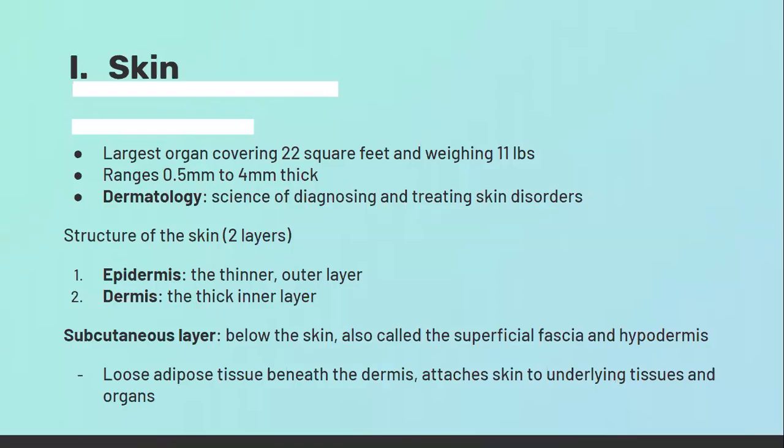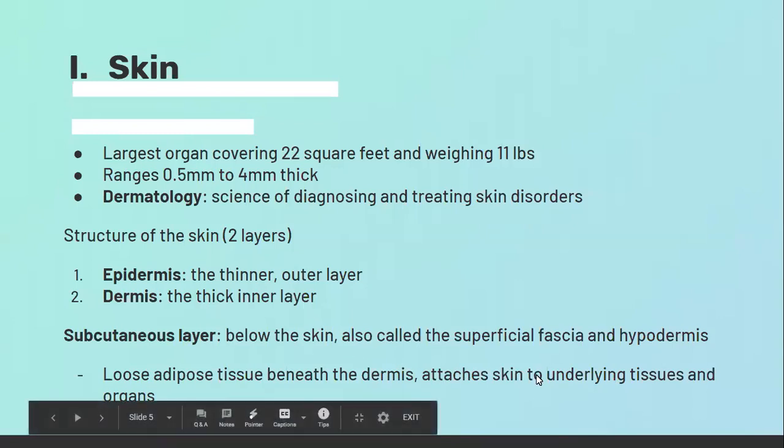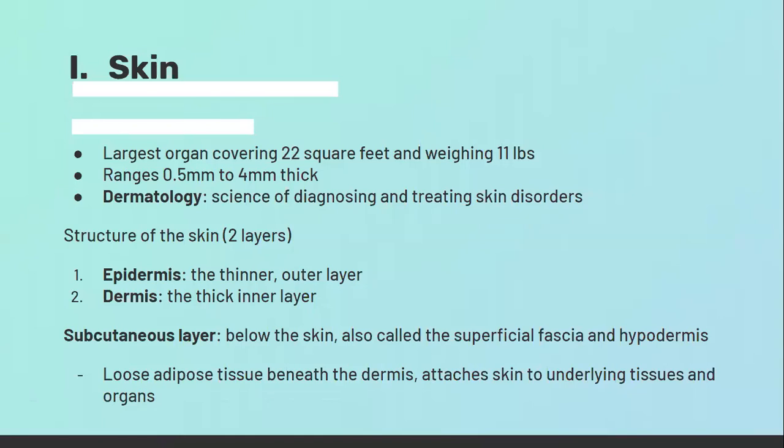Fat. So it's loose fat tissue below your dermis, which is the thick inner layer. And it attaches your skin to the underlying tissues and organs. So like all the blood tissue and all the muscle tissue, the subcutaneous layer attaches your skin to the muscles, and it's kind of the connecting layer.